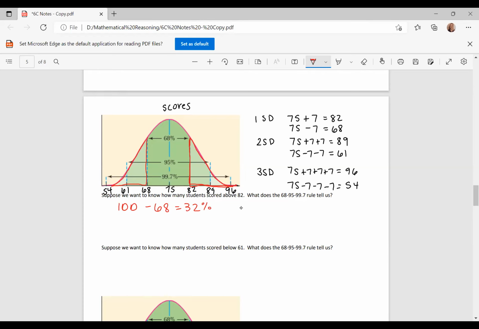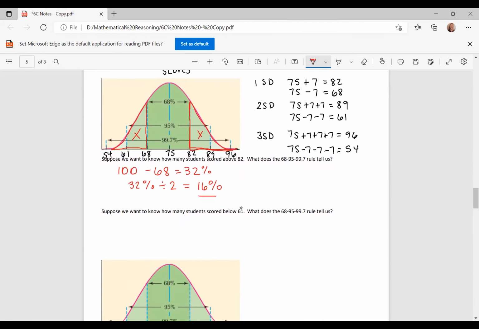Now that's 32%. When I just did that calculation, I subtracted out this middle section. So I still have this whole section over here and this whole section over here. But we don't want that whole section, right? We only want half of that section. So we need to do 32% divided by 2, and 32% divided by 2 would give us 16%. And so the people who made higher than an 82 is going to be 16%.